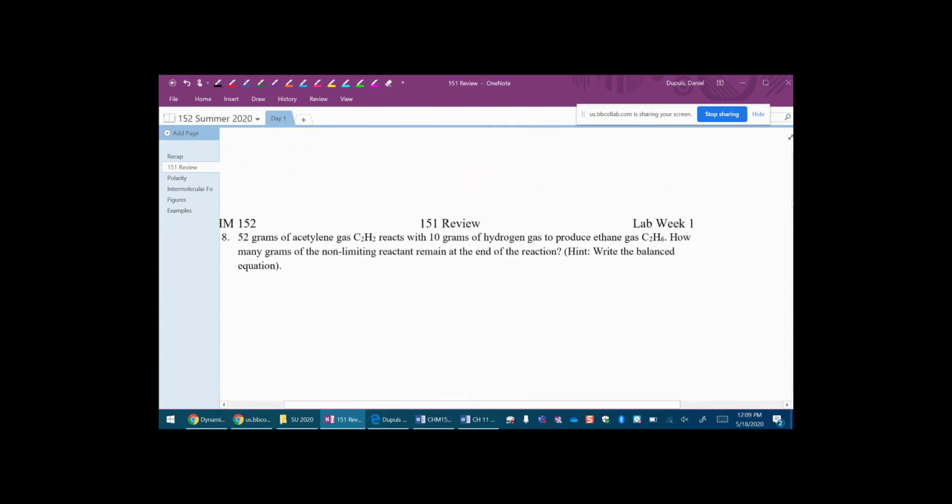8. 52 grams of acetylene reacts with 10 grams of hydrogen to produce ethane. How many grams of the non-limiting reactant remain at the end? Ooh. Reactant. So acetylene, C2H2 gas, hydrogen gas. You know hydrogen's H2 because it's diatomic. All right. Ethane, C2H6 gas.